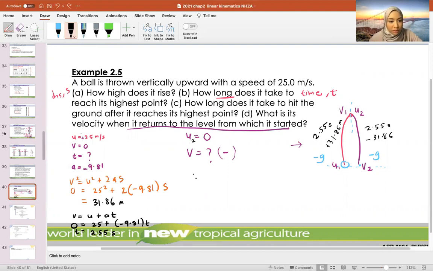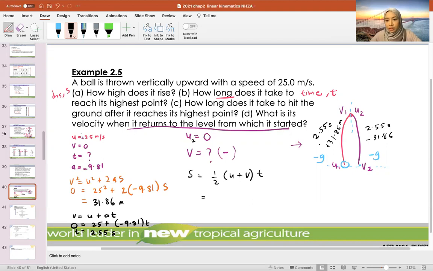So V squared equals to U squared plus 2AS. Okay, let's do that. V tak tahu. Kita tahu U je. Equation nombor 2. Apa dia? Which is? S sama dengan UT tambah 1/2 AT kuasa 2. U plus V T.